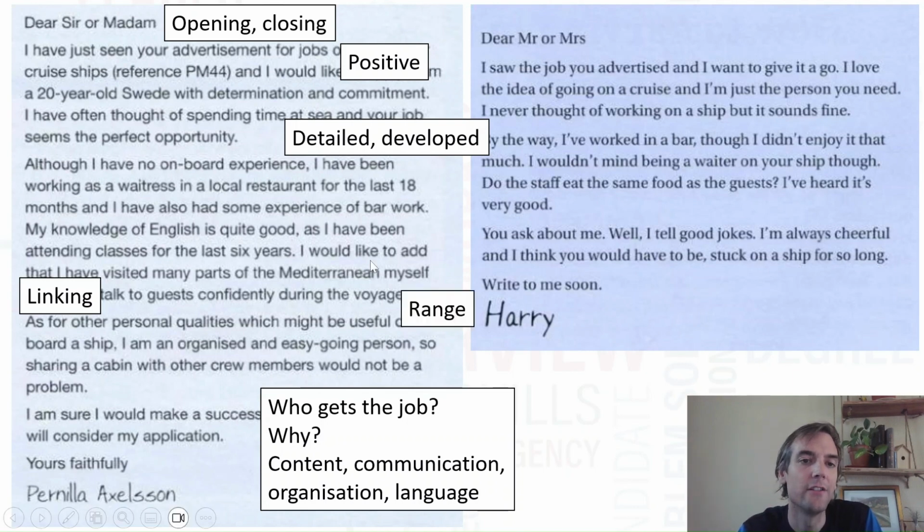And in terms of language, well, look at the range of language. We've got lots of nice things. Crew members, onboard experience, attending classes, myself, using the reflexive, often thought, it's just a very nice range of language and grammar. So this is clearly a better answer. Write something like this and you'll write a good letter of application. You'll get the job, you'll get your dream place at university.